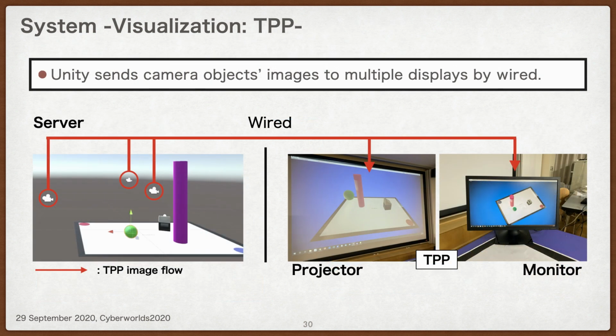The users can put multiple camera objects in the virtual space for the TPP. The image is displayed in real time on the monitor on the desk or the screen on the wall.